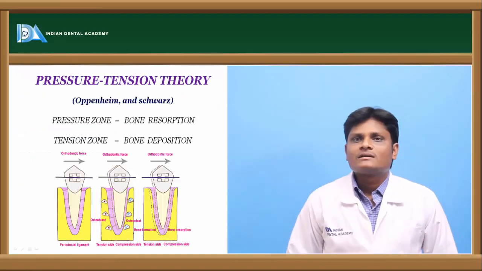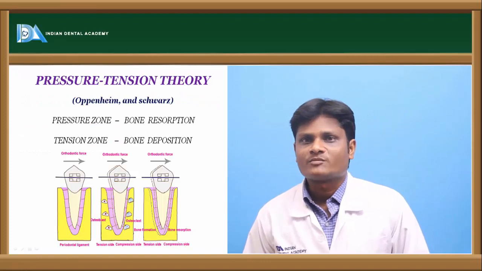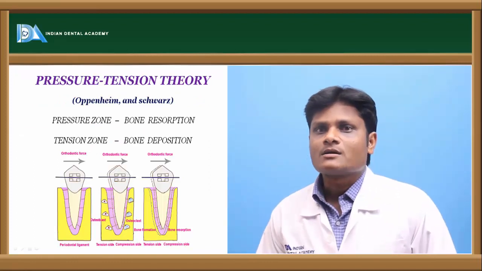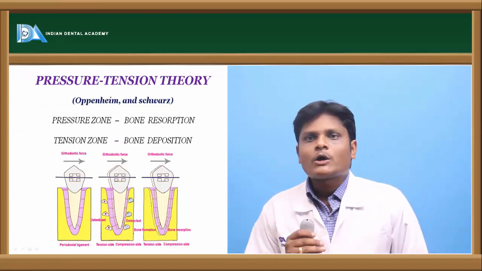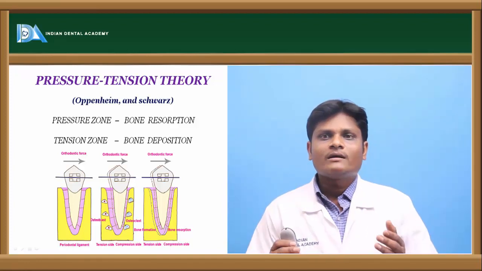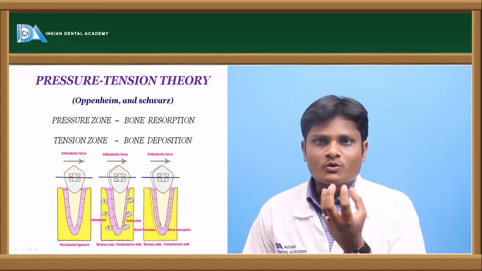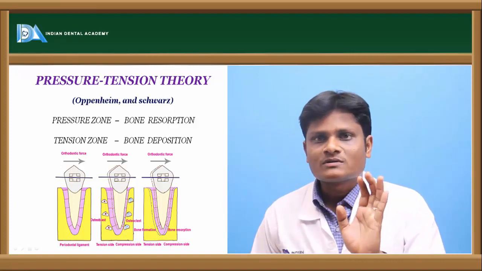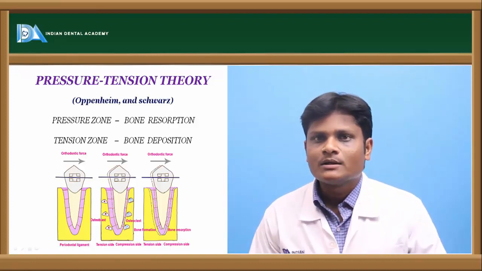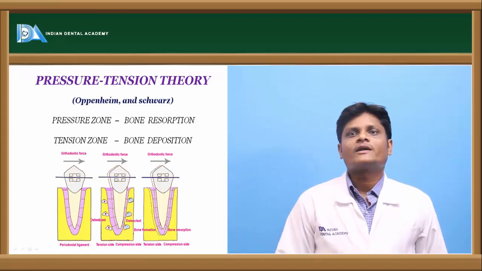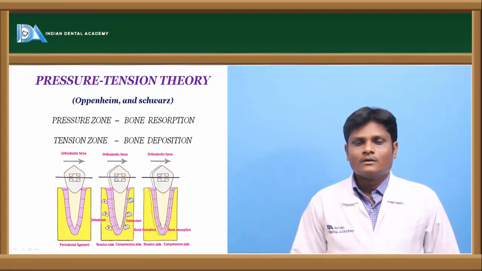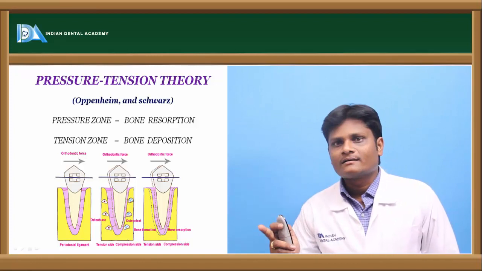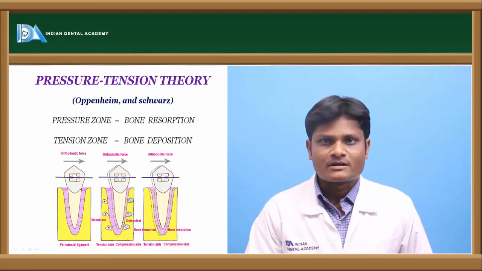The first theory is the pressure tension theory proposed by Oppenheim and Schwarz. According to this theory, when an orthodontic force is applied on a tooth or a group of teeth, in the direction of force in the periodontal ligament there will be generation of an area of pressure, whereas on the other end there will be generation of tension.